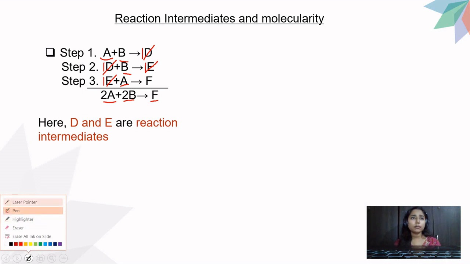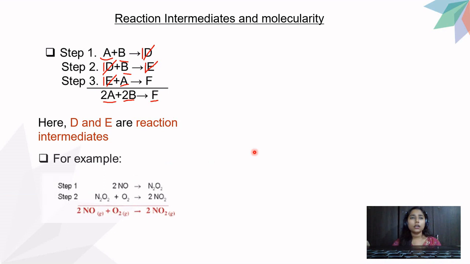Now I'll give you an example. Here you can easily find out what are the reaction intermediates. Here the reaction intermediate is N2O2. Yes. So the reaction intermediate is N2O2. Why? Because it is being formed in the first step and it is being immediately consumed in the next step. Those components are not seen in this whole chemical equation. So I'll just strike this out.